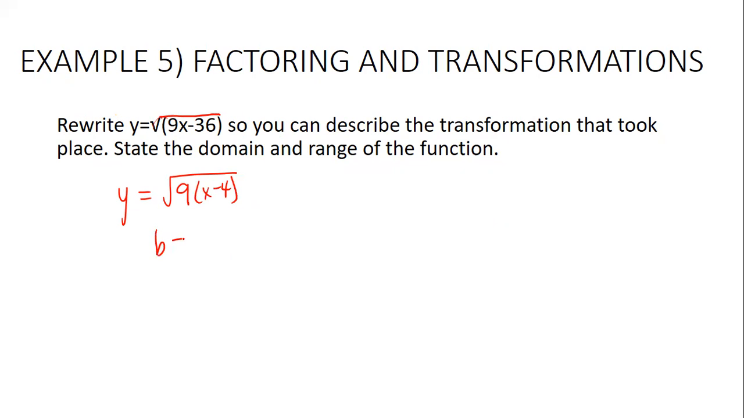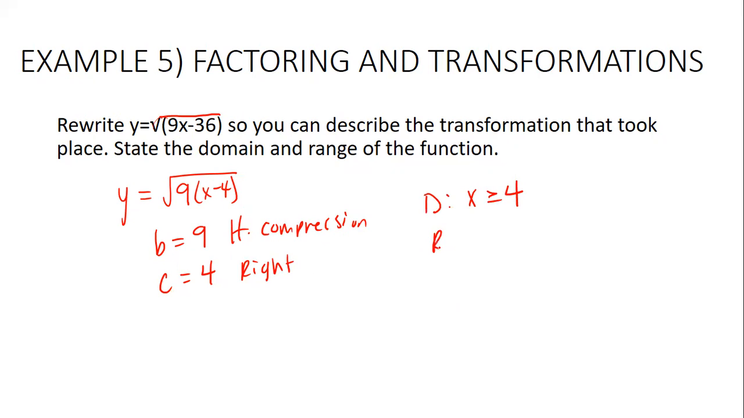I have a b value that equals 9. I have a c value that equals 4. So I have a horizontal compression. And I'm going to go 4 to the right. And because of that 4 to the right, that means my domain now starts at 4. Were there any changes to my y values? There was no change to my y value, so my y is still greater than or equal to 0.